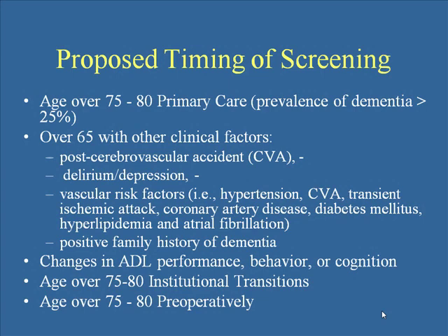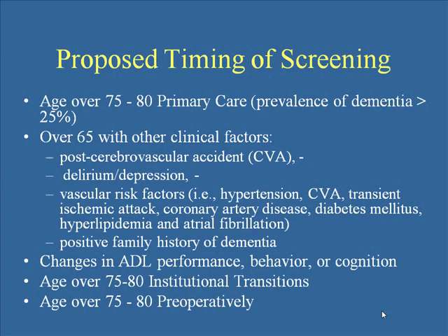I advocate for performing cognitive screening for people over the age of 75 to 80 who are going through institutional transitions. And what I mean by that would be people who are moving into formalized care settings, institutional care settings, people who are transitioning from acute care to long-term care. Those would be high-yield settings where the recognition of dementia or cognitive loss would have substantial payback.